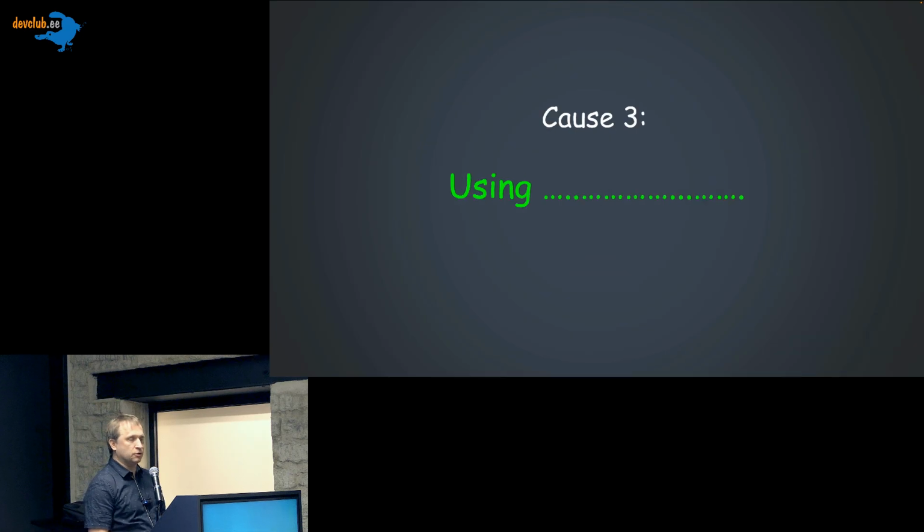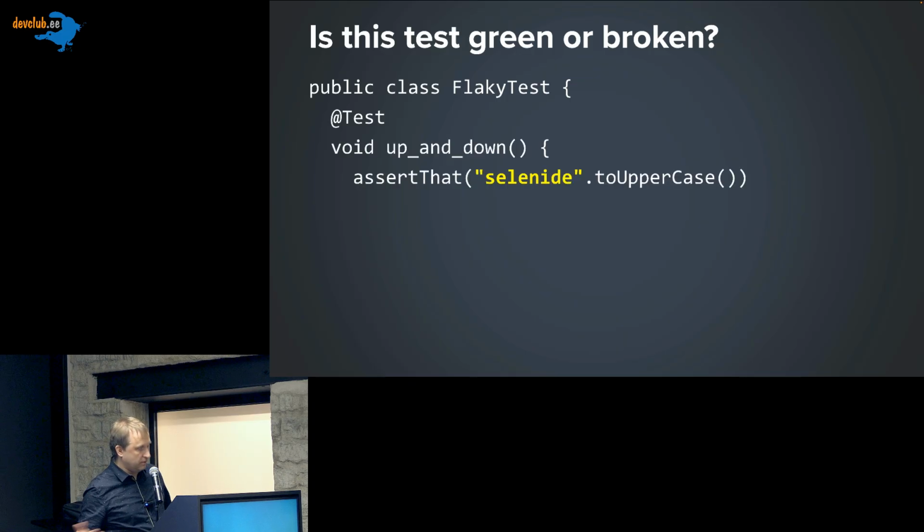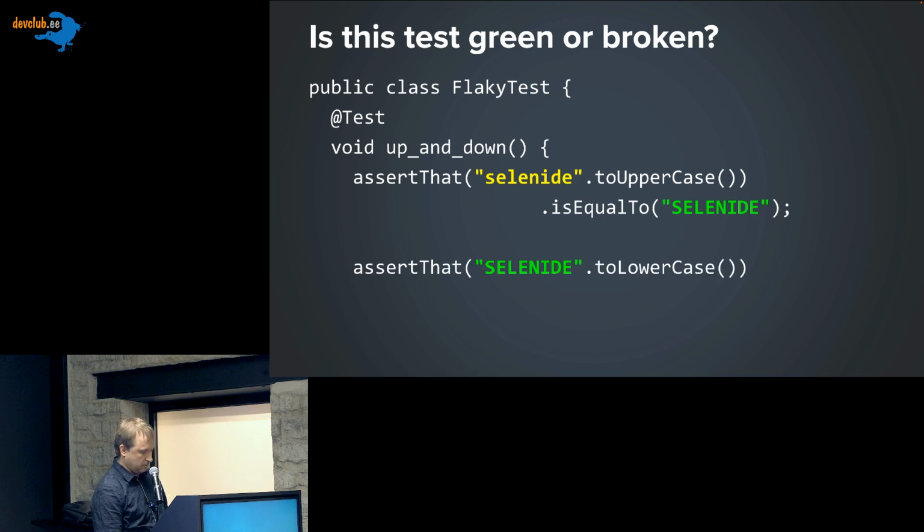Next case, next typical cause, we need to check it out. The question is, is this test green or broken? This is very simplified again: we call some string toUpperCase, and we call some string toLowerCase. Is it green or is it broken? Yeah, seems that this is green.